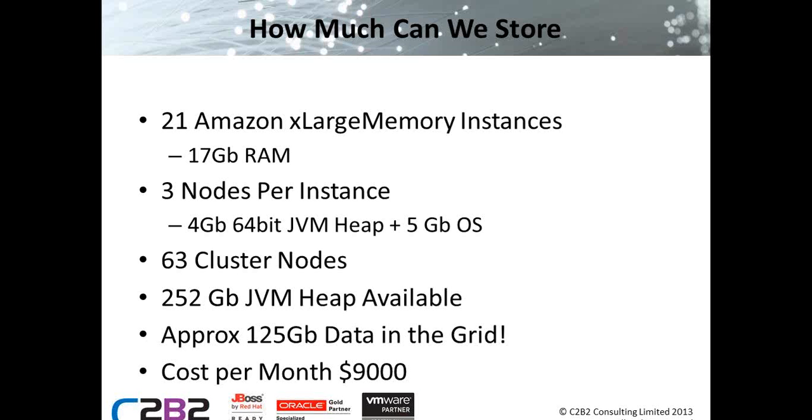Now, assuming you could use most of that heap, and we configure 1 duplicate for high availability, so the more data we add in, we have to halve the amount we have. So we could put essentially half of that 252 gigabytes, which we could actually store as physical Java entities. So that gives us about 125 gig in a grid of that size.